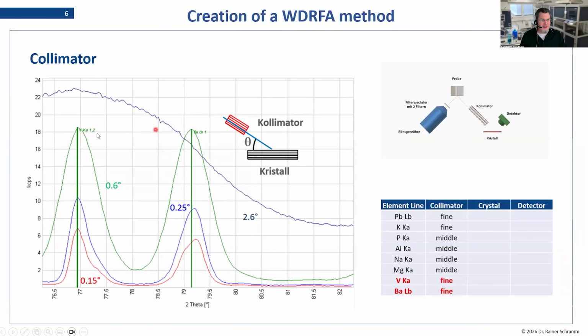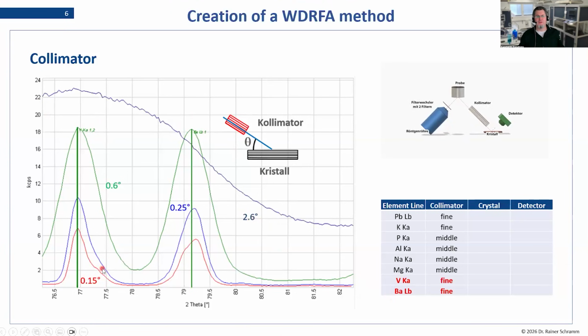They are maybe a bit hard to read, but this is vanadium K alpha and barium L beta, vanadium being the left one, barium the one on the right. Now we took one sample and we measured it with different collimators in one of our machines. These are labeled by a degree change, and basically the highest number is the coarse one, and the lowest number is the fine collimator.